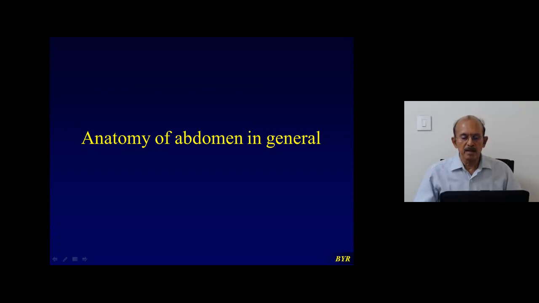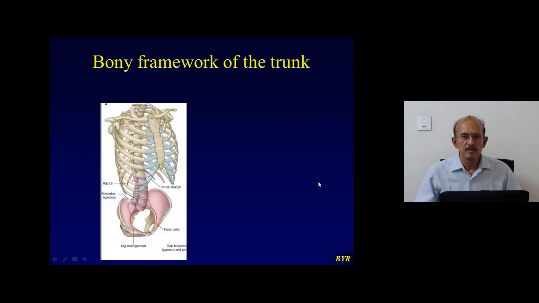Anatomy of abdomen in general. This is the trunk, the skeletal framework of the trunk. Here you find the thoracic cage. Behind it is the vertebral column. Below are the pelvic bones forming the pelvic girdle.